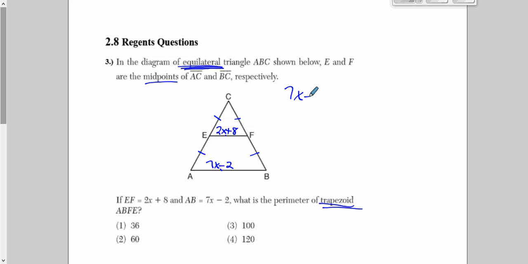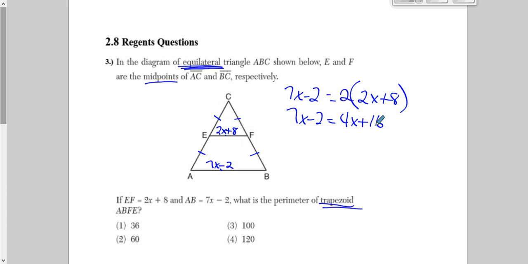2 equals twice this. Solve that for X. You know how to distribute, yes? Oh, yeah, the rainbow.